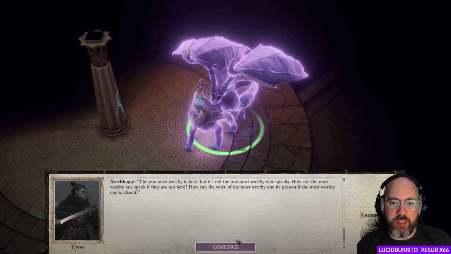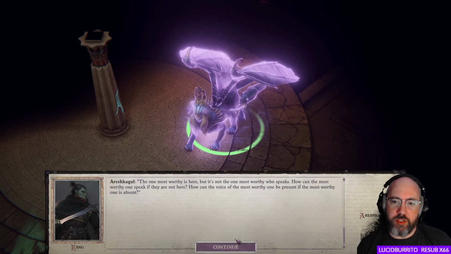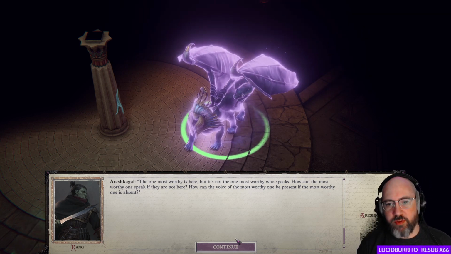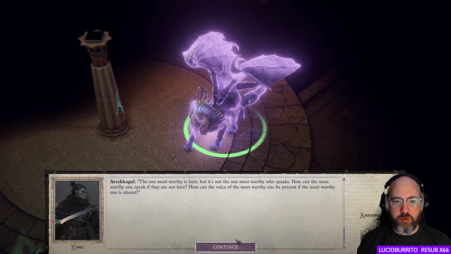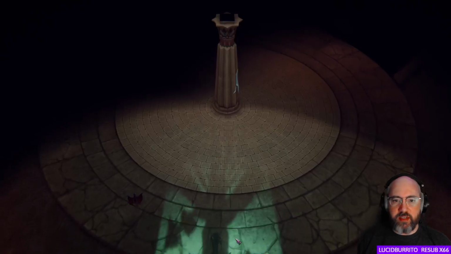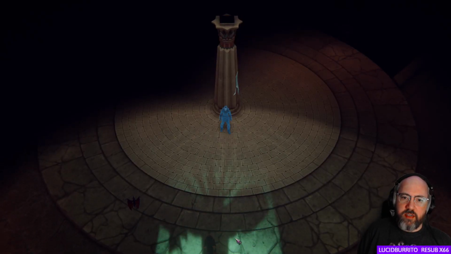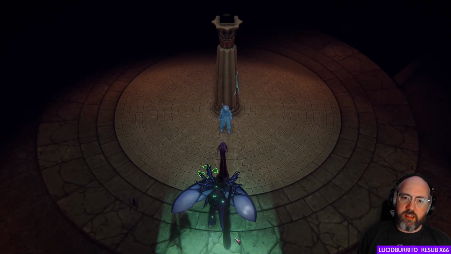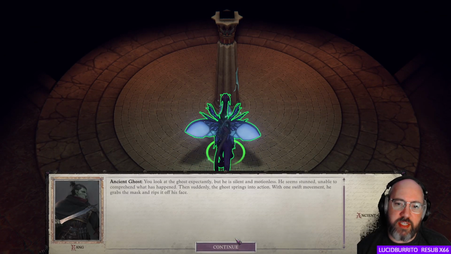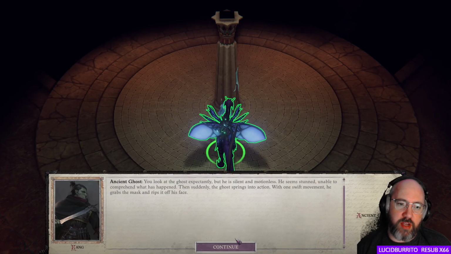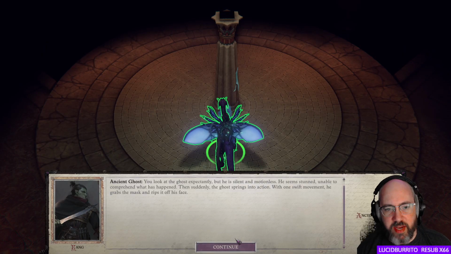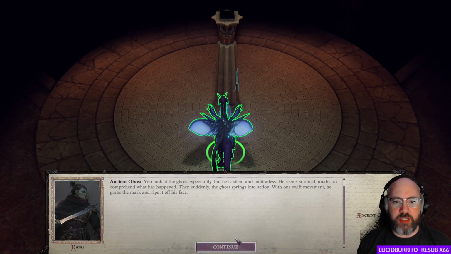The one who is most worthy is here, but it is not the one who's worthy who speaks. How can the most worthy one speak if they are not here? How can the voice of the most worthy one be present if the most worthy one is absent? The Sphinx silently disappears before your eyes as if she was never there. Ancient, you look at the ghost expectantly, but he is silent and motionless. He seems stunned, unable to comprehend what has happened. Then suddenly, he springs into action. With one swift movement, he grabs the mask and rips it off his face.